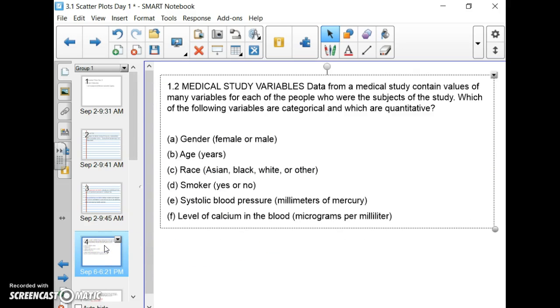So the first example we did in class was about medical study variables. So the prompt reads, data from a medical study contain values of many variables for each of the people who were subjects to the study. Which of the following variables are categorical and which are quantitative? So basically, the task was to look through all 6 of these and determine if they fall into categories or if they're more quantitative. So again, the keywords are like, hey, is this a group?